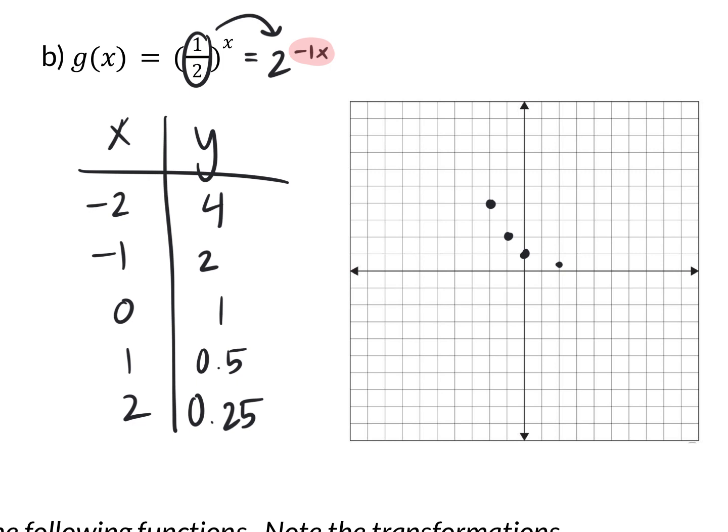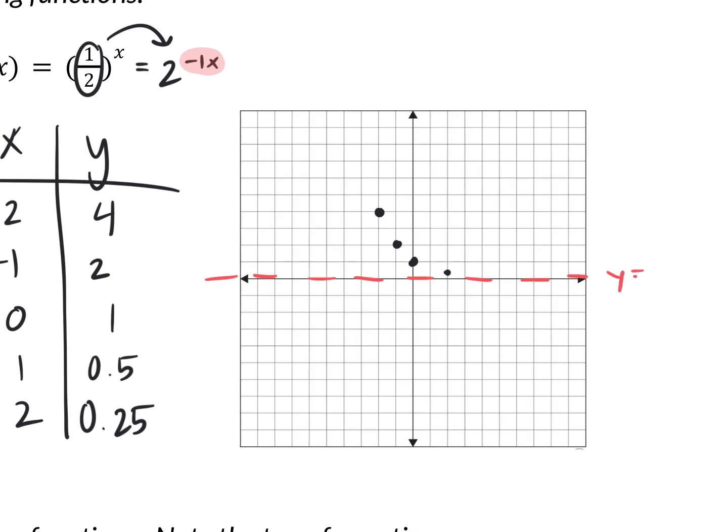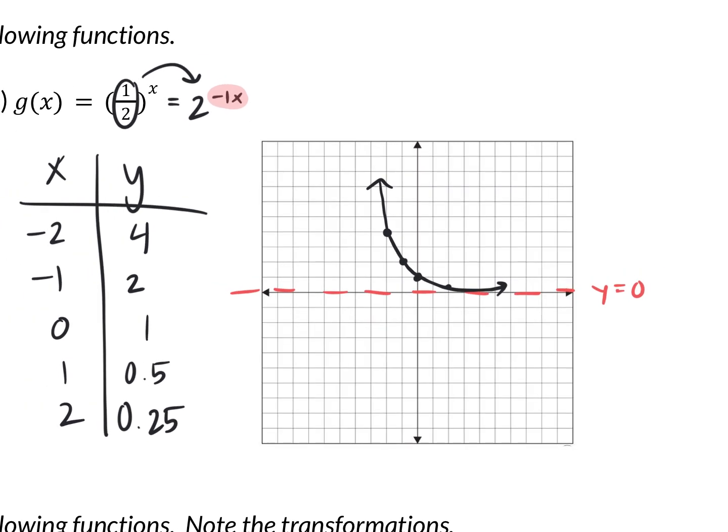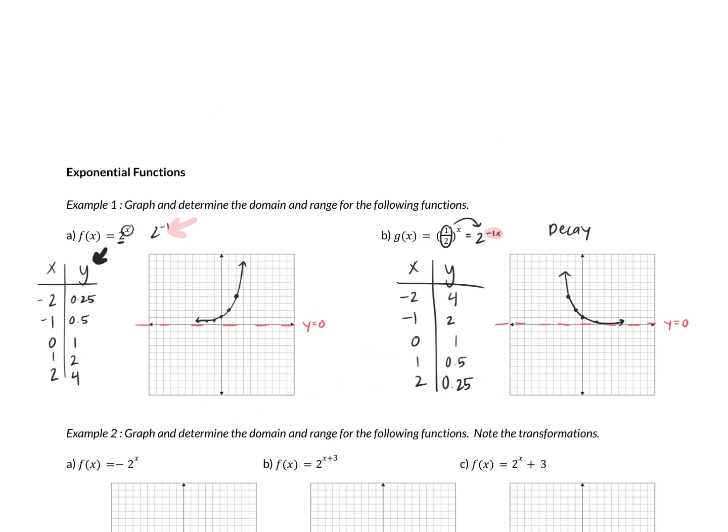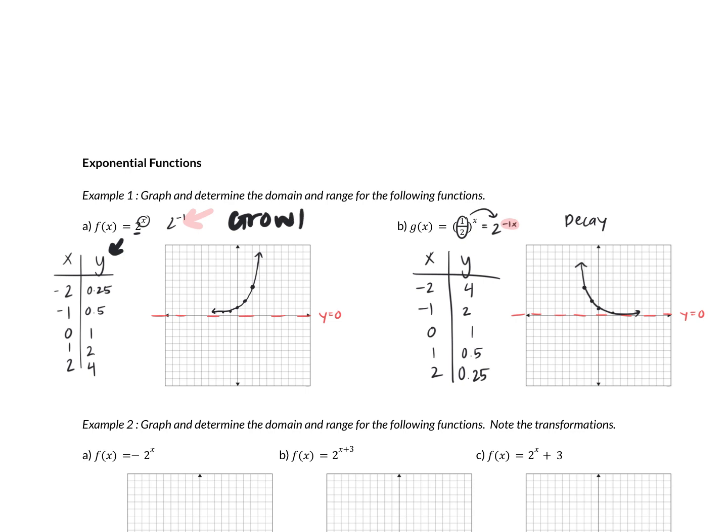And my horizontal asymptote is still at the line y equals 0 because it was not shifted up or down at all. So I can go ahead and sketch my graph. Okay, so this is what we call an exponential decay kind of graph, what it looks like. And then the one on the left is a growth. Right, it's growing quickly, and letter B is getting smaller and smaller, or decaying. All right.